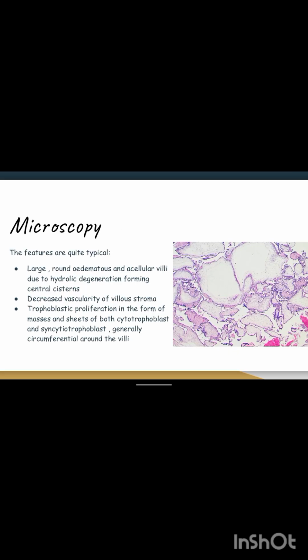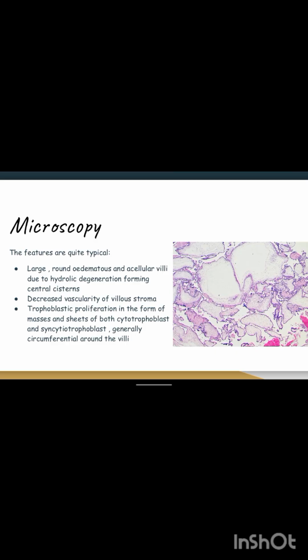Now looking onto the microscopic features, the features are quite typical here. They are large round edematous and acellular villi due to hydropic degeneration forming central cisterns. There is decreased vascularity of villus stroma. Trophoblastic proliferation in the form of masses and sheets of both cytotrophoblasts and syncytiotrophoblasts, generally circumferential around the villi.